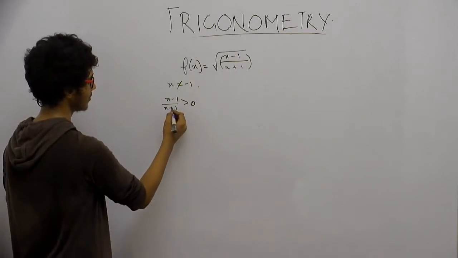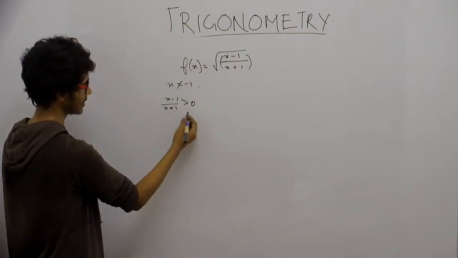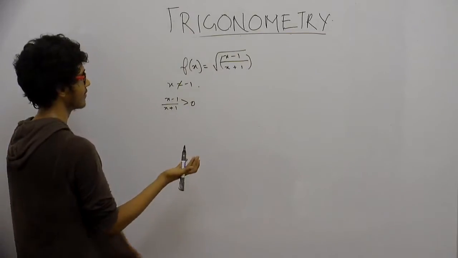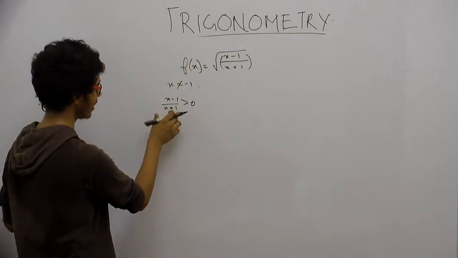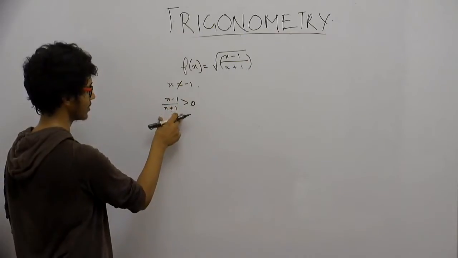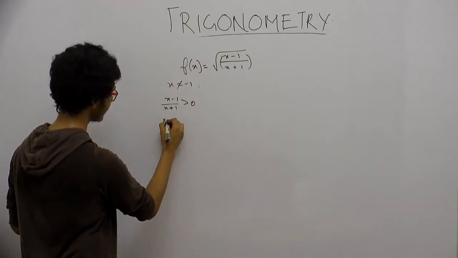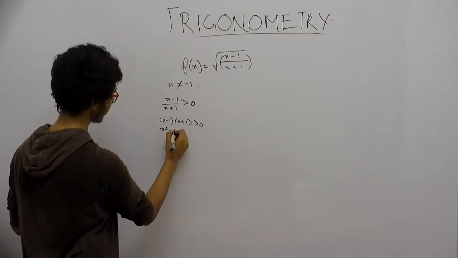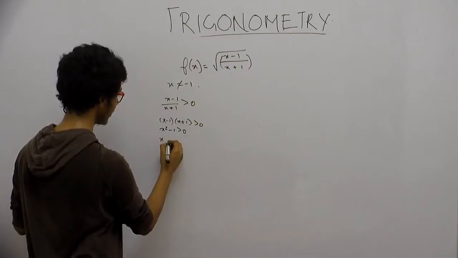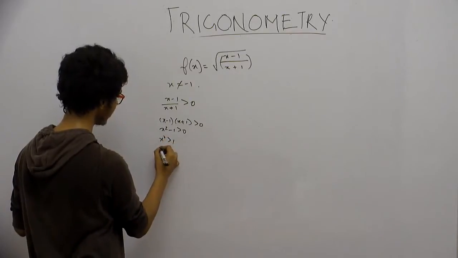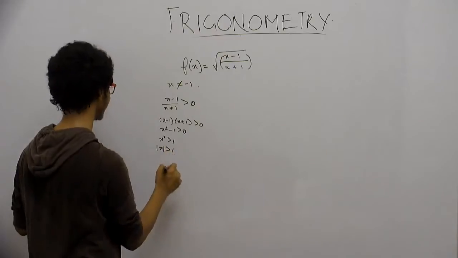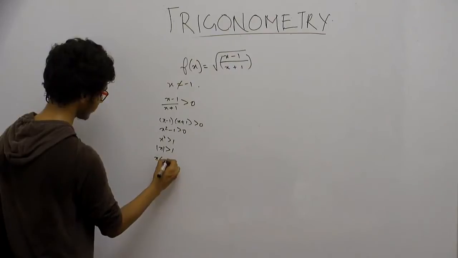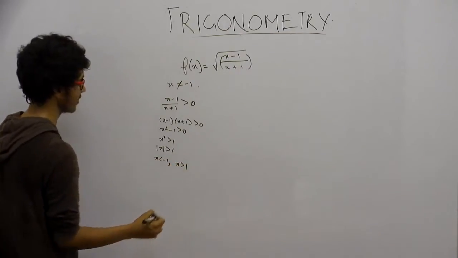Now since we don't know what sign x plus 1 is, we cannot just multiply it by both sides and get that x is greater than 1. So we multiply by x plus 1 whole square. Since it is positive, it gives us that x minus 1, x plus 1 greater than 0, which means x square minus 1 is greater than 0, which means x square is greater than 1, which means mod of x is greater than 1. That is, either x is less than minus 1 or x is greater than 1.